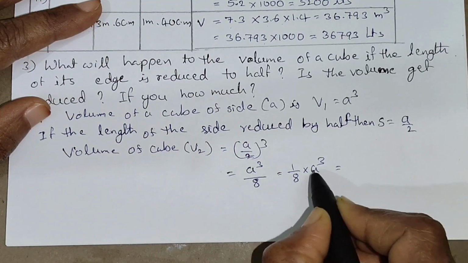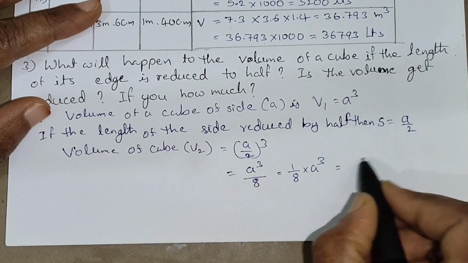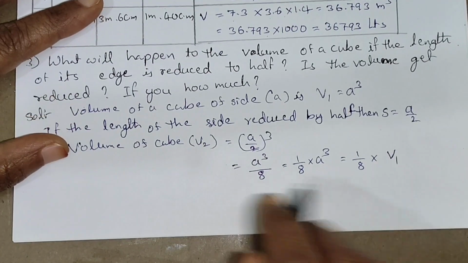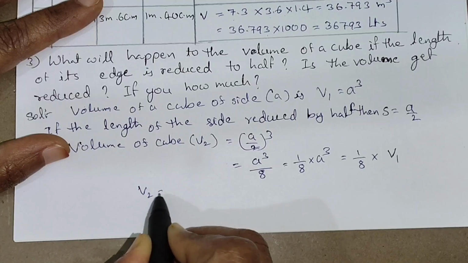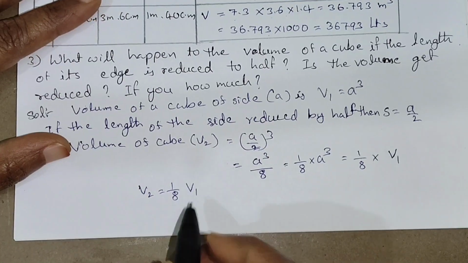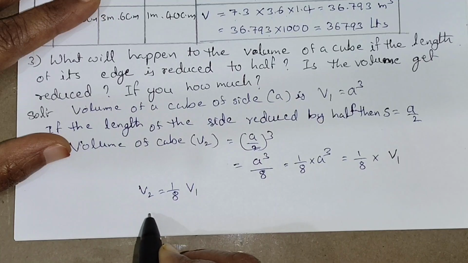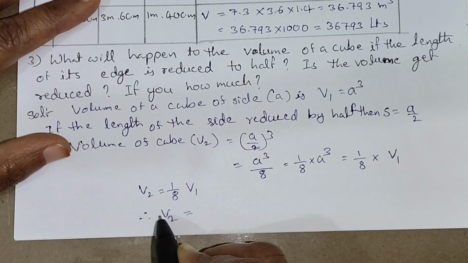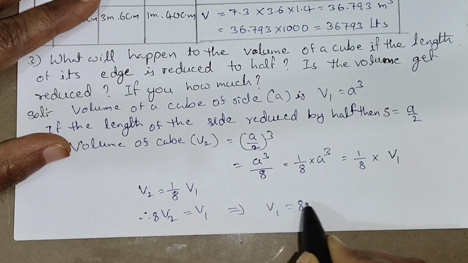Here a cube we write as V1. V1 equals a cube, the first volume. So V2 equals 1 by 8 into V1. The 8 carries to the left side, so V2 into 8 equals V1. That is, V1 equals 8 V2.